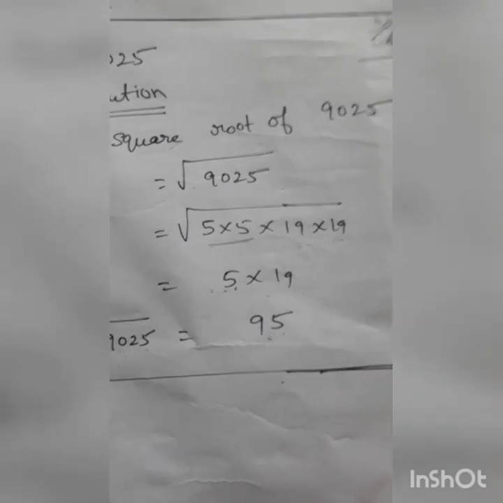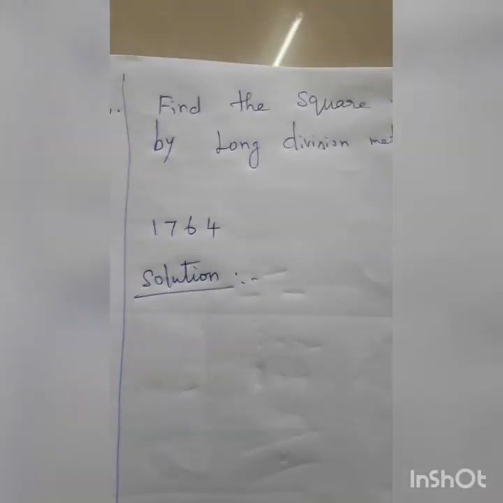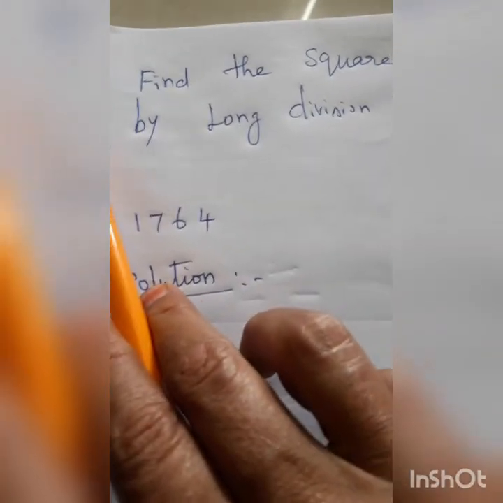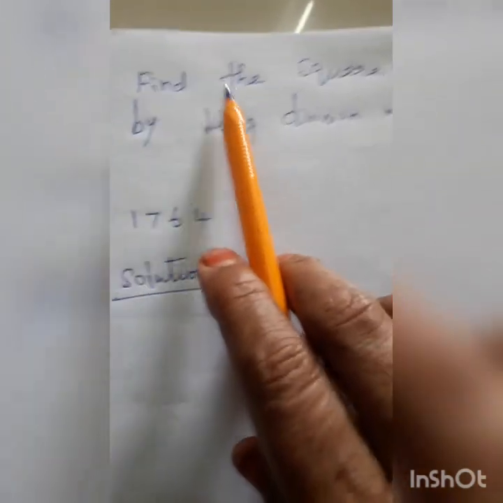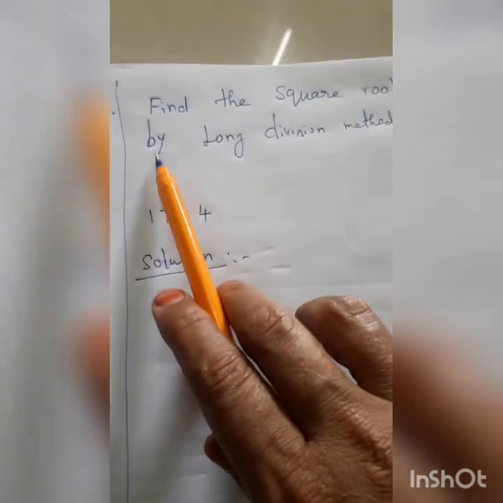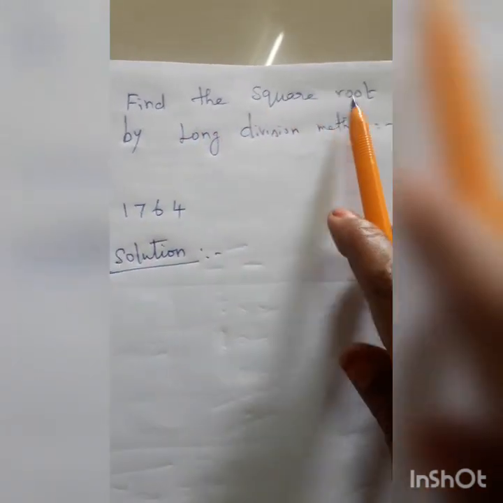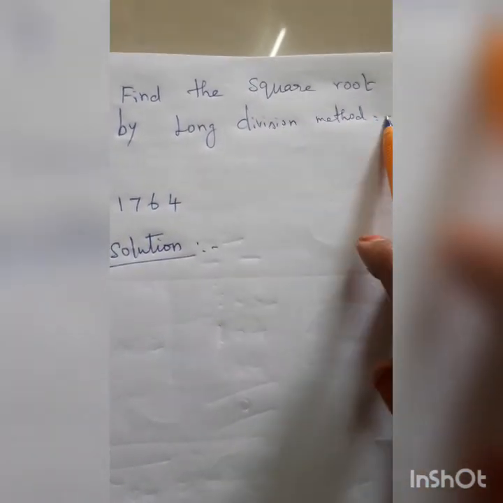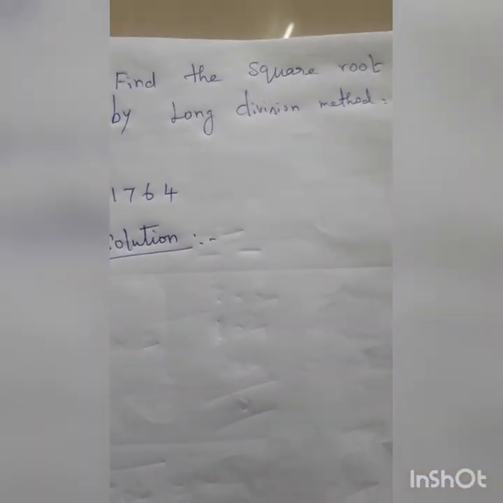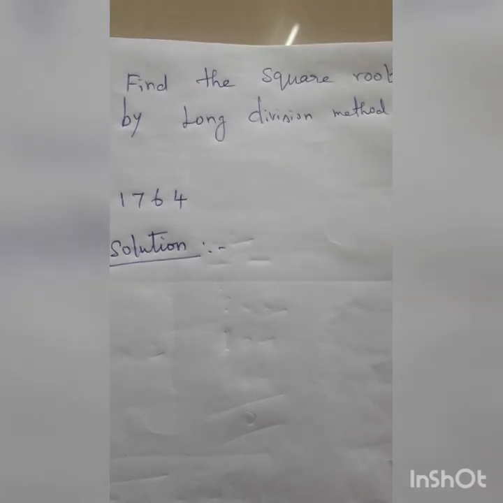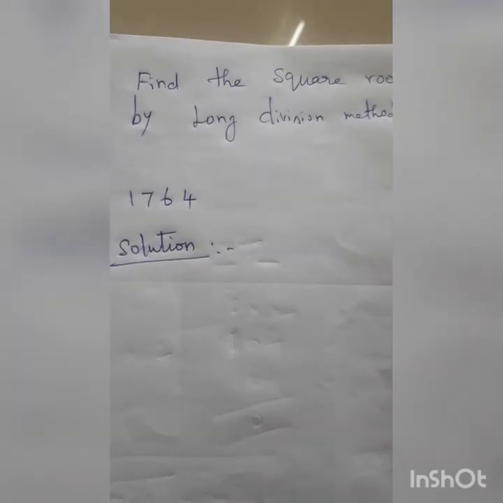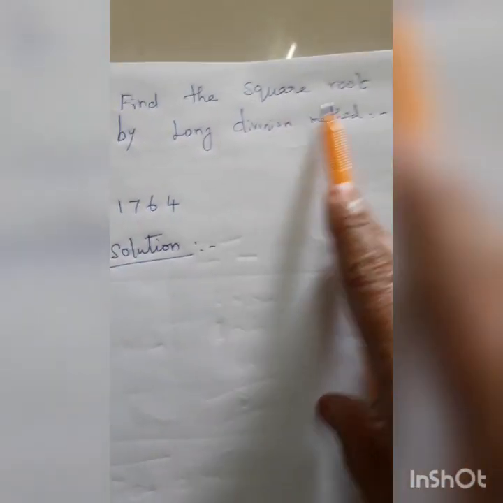Next, a very important sum. Sum number 6, Roman letter. Find the square root by long division method. The division method must be done as the usual division method only. How do they want us to do the square root? Find the square root by long division method.